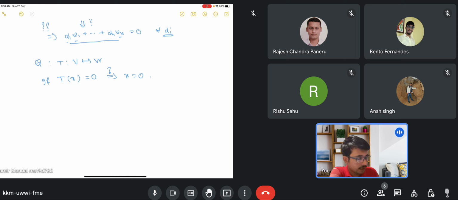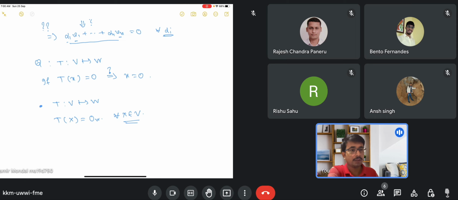You are taking this one from V to W. T of x is 0 of W for all x belongs to V. Yeah, I agree. Can you give another example? Non-trivial, this is a trivial example, the zero map. Except this one, can you give one non-trivial example?